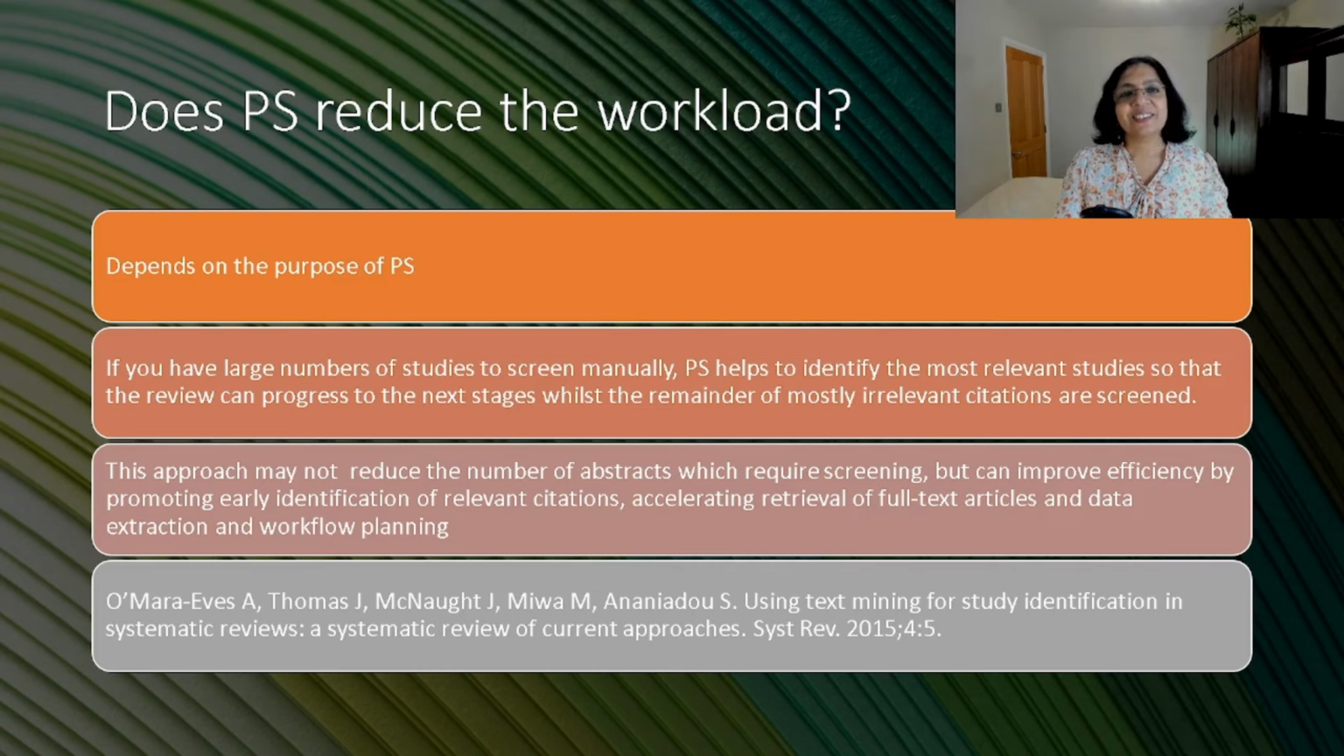So I would like to discuss more about the workload. Again, based on the purpose of priority screening, in the first approach, we need to screen all the records. So you may think it is very clear that the workload may not be reduced, but it is more efficient because we get the relevant records early on.